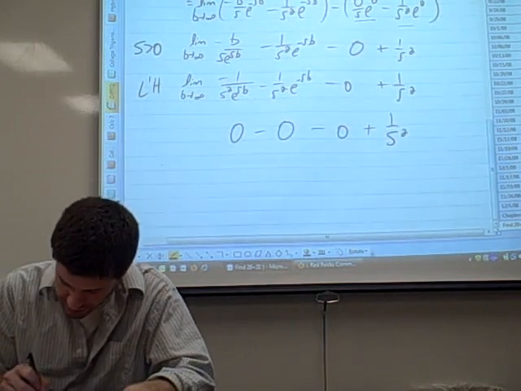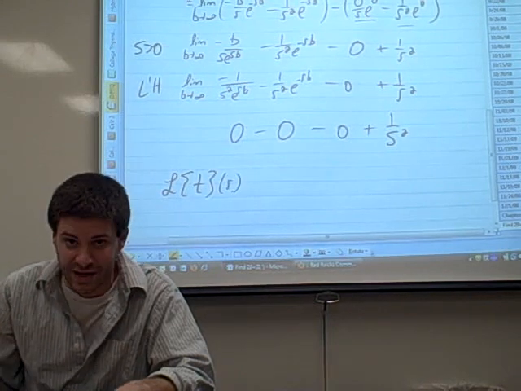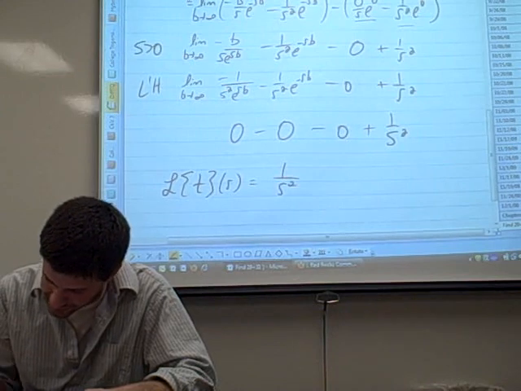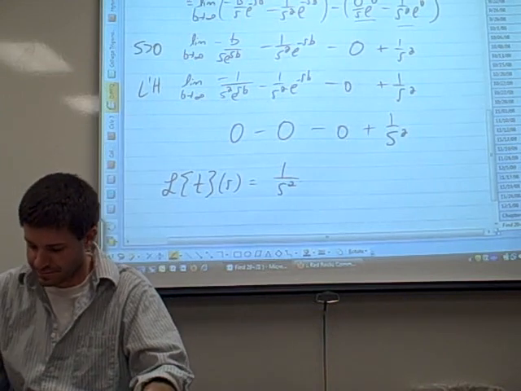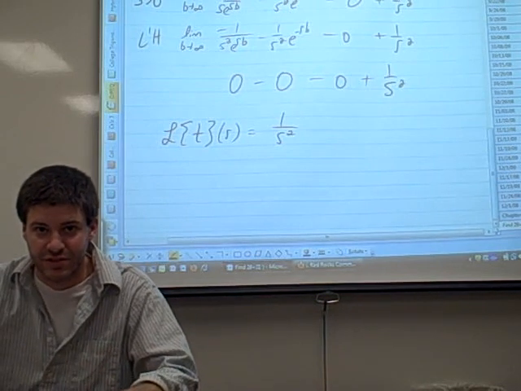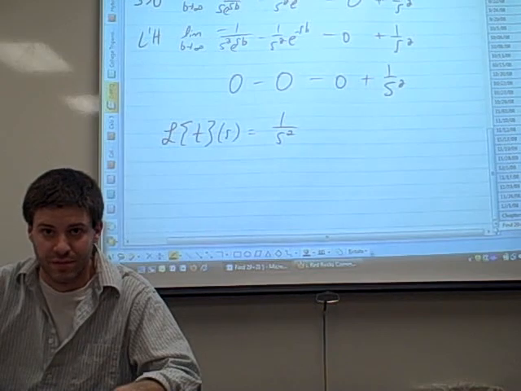So what we just found was the Laplace transform of t, which again is a function of s, so you can use that notation. It's just 1 over s squared. Now we can continue to find Laplace transforms of functions just using the basic definition of a Laplace transform.